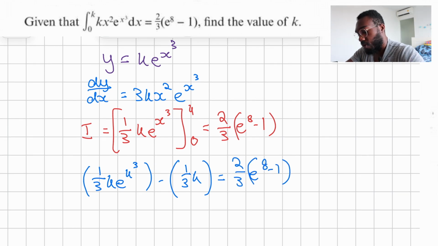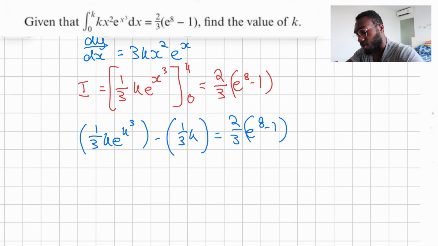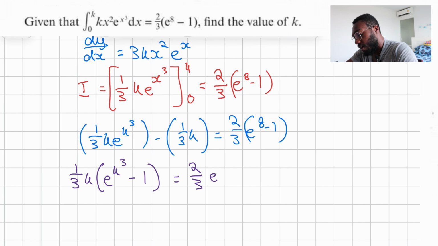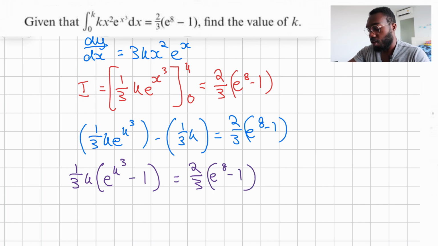Now if we were to factorize this, we can take a factor of 1 over 3k out. So we take 1 over 3k out, and we're left with e to the power of k to the 3, minus 1. Now this looks very similar to what we want. As you can see, we already have the minus 1, and we have that e inside the brackets. So just by looking at this and comparing coefficients, we can tell that if we have 1 over 3k and that equals 2 over 3, well, k has to be 2.